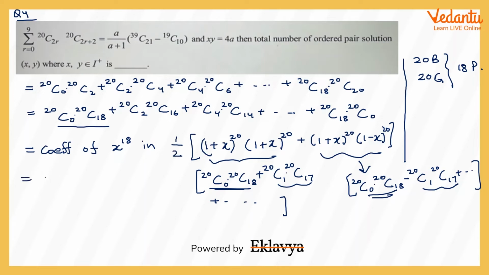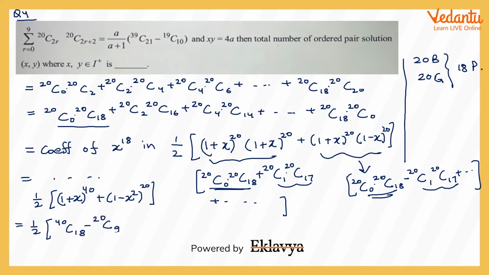So now it is just a standard problem that I have to find the coefficient of x power 18 in 1 by 2 into (1 plus x) raised to the power 40 plus (1 minus x square) whole raised to the power 20. Okay, and this is direct, it will be 1 by 2 into 40C18 minus 20C9. Actually, x power 18 in this will come when you raise x square to the power 9, and 9 being odd, there will be a minus sign here.